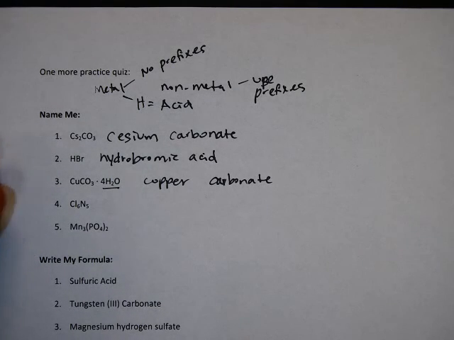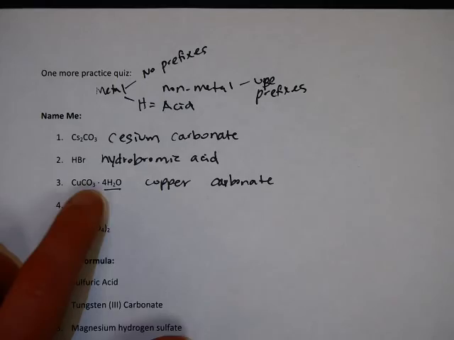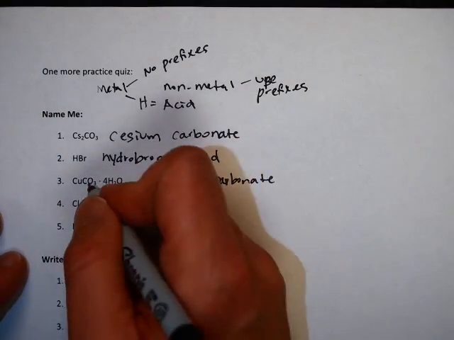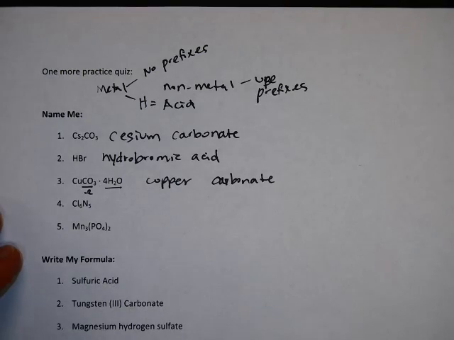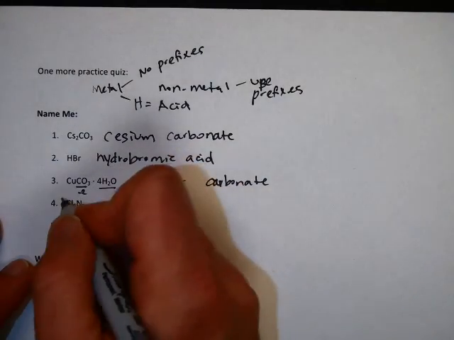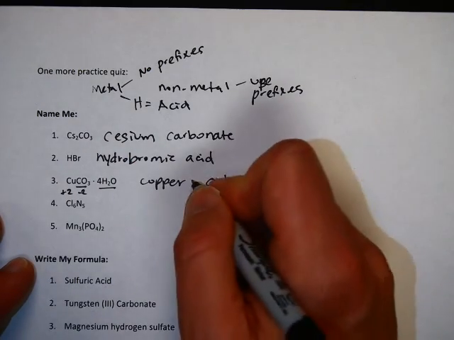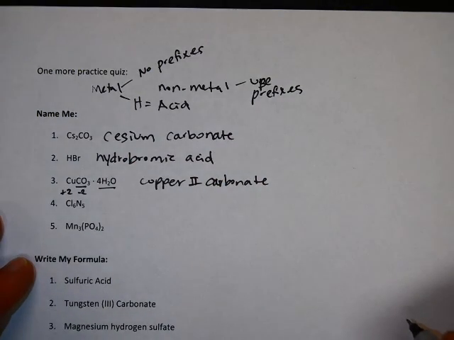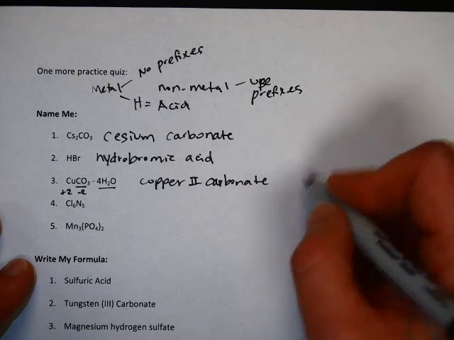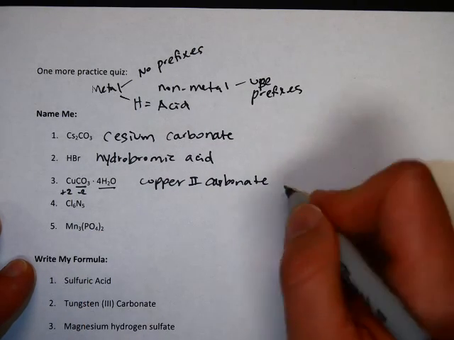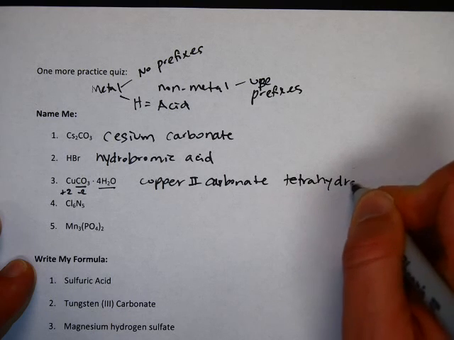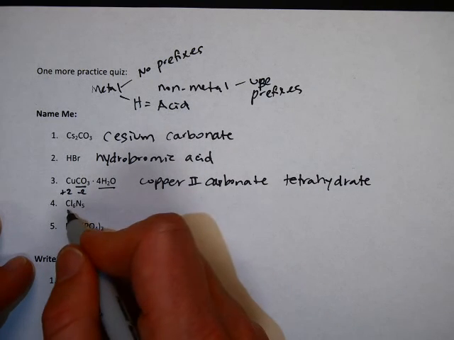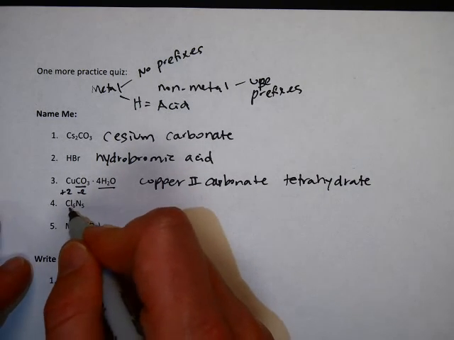However, the copper is a transition metal, which means it's in the middle of the periodic table, right here, and it's going to require Roman numerals. So the way that you figure it out is you look at carbonate, and carbonate is a -2, and you find that right here, which means that copper must be +2 to cancel it out. So it's copper 2 carbonate, and then don't forget the hydrate. You say there are 4 of them, so tetrahydrate.